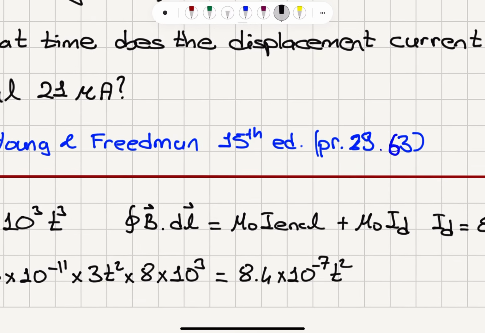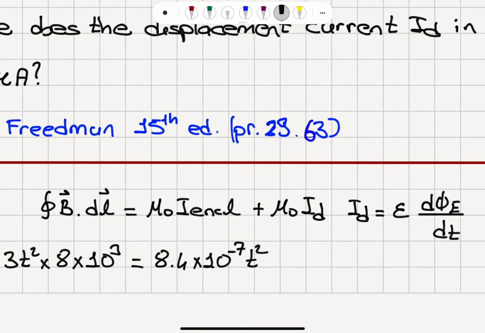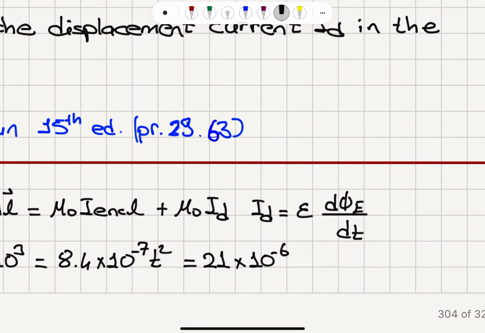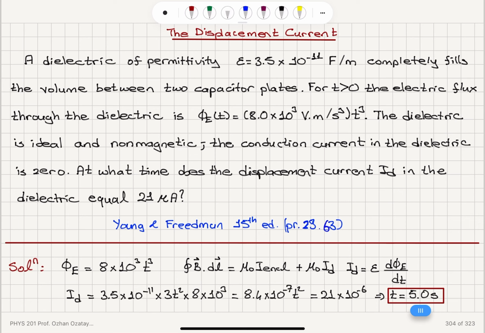So if I evaluate it at a certain time, this will give me 21 microamps. So this is equal to 21 times 10^-6 amps. And from this equation, I can solve for t, the square root of 21 × 10^-6 divided by 8.4 × 10^-7. And the answer I obtain is t is equal to 5.0 seconds. So at t equal to 5 seconds, this is the displacement current, 21 microamps.